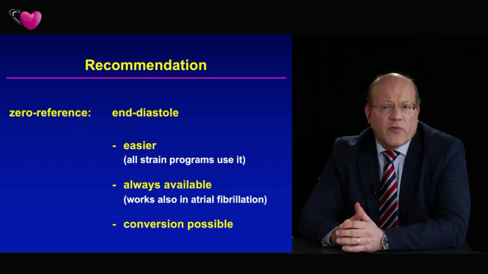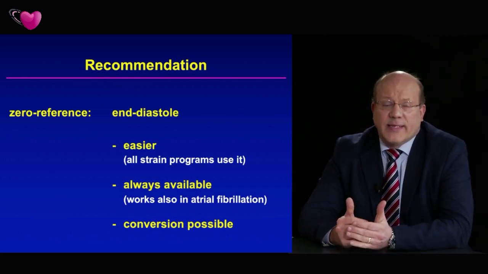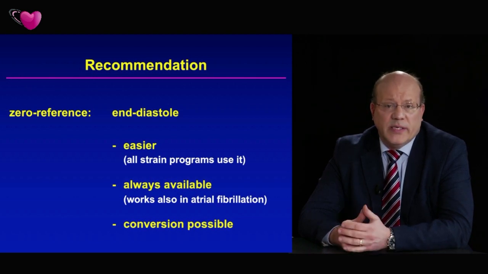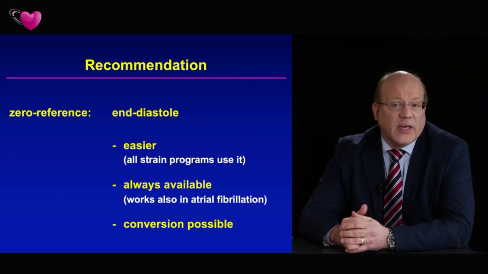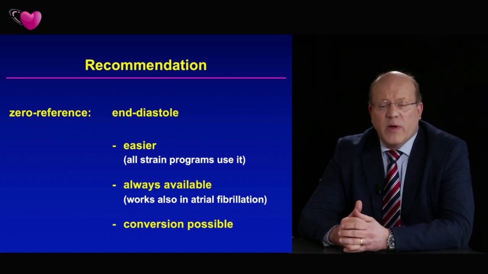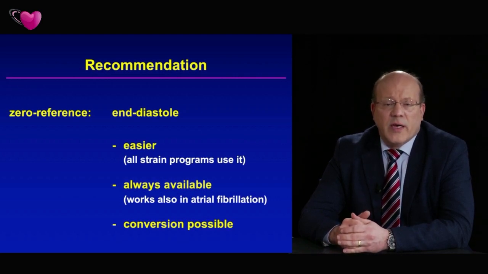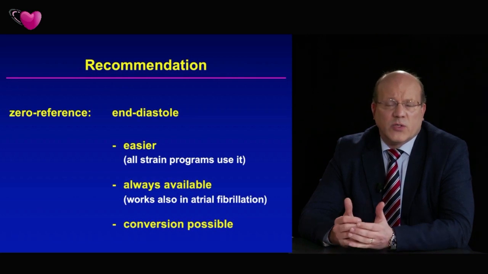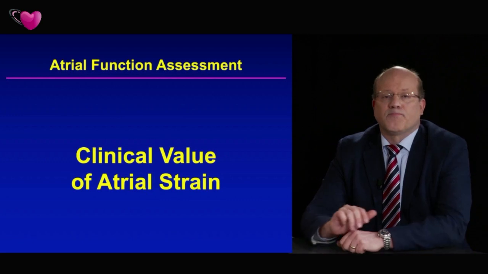So the zero reference, to repeat, is end diastole. Why? Because it's easier. All strain programs use it and it's easily available. It even works in atrial fibrillation. We do not need a P wave and an atrial contraction. And since we can convert it anyway into the other version, there's also no practical need for doing it differently.